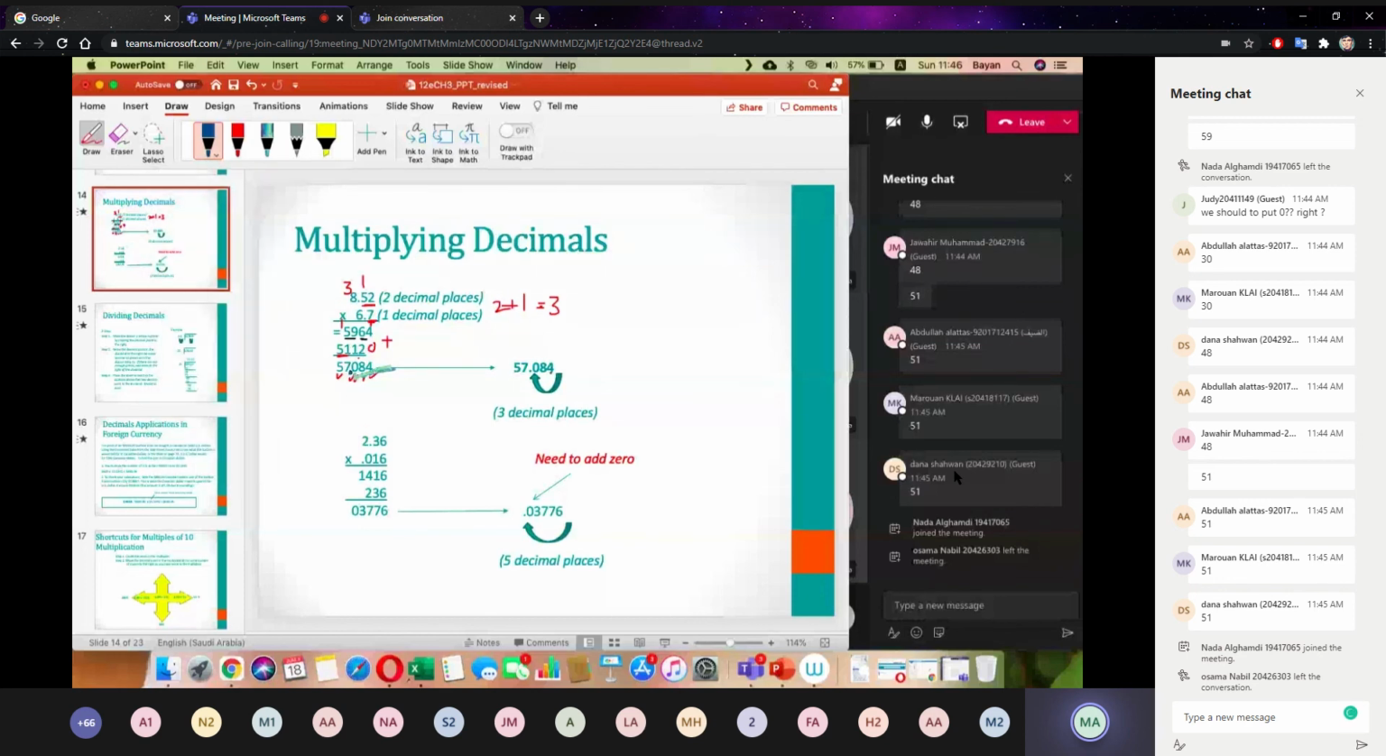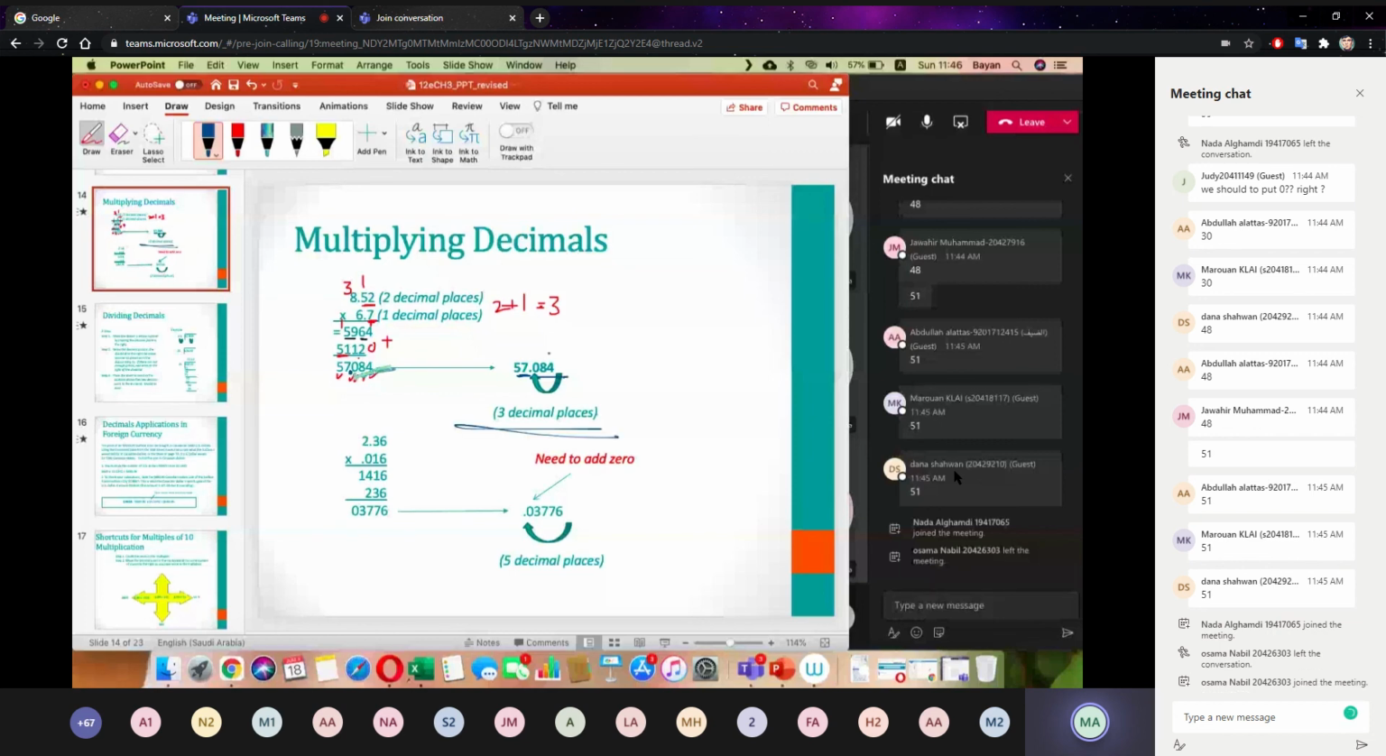So the answer will be 57.083. So the third place is for the decimal. So 1, 2, 3, and we add the decimal point. Clear?